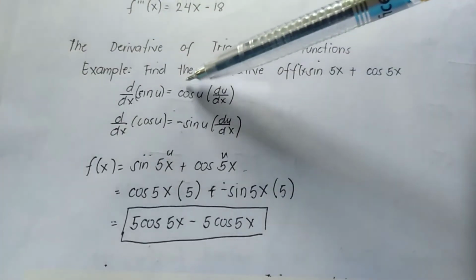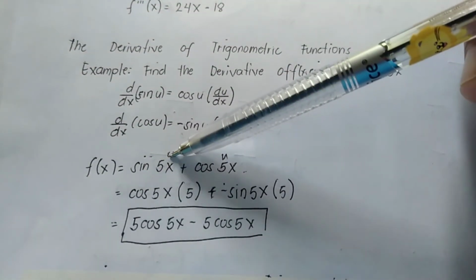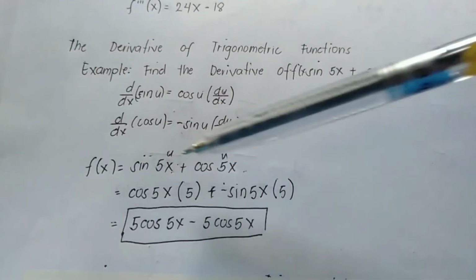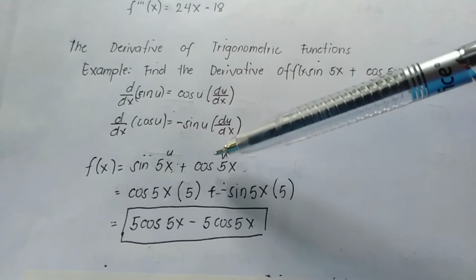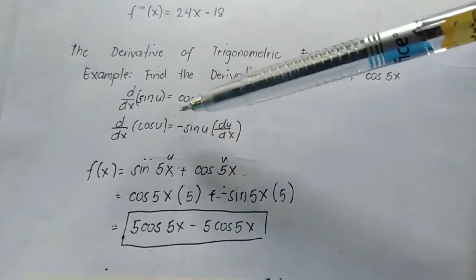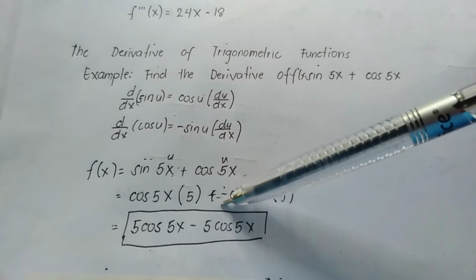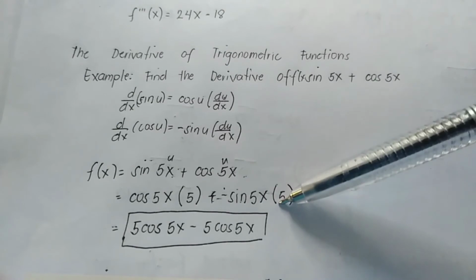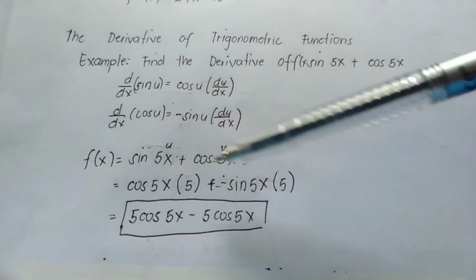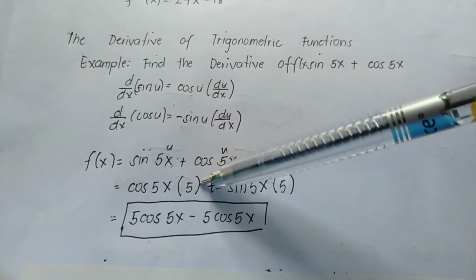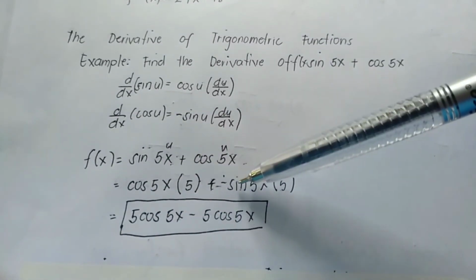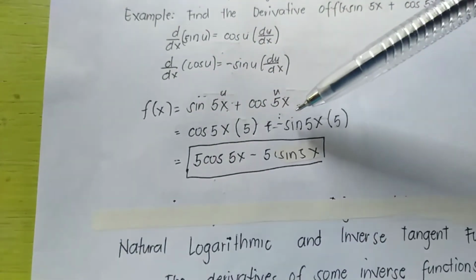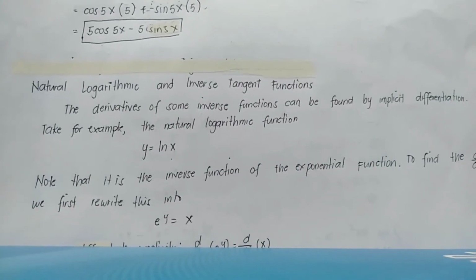The derivative of sine u is cosine u, so cosine 5x times the derivative of u. The derivative of u is 5, plus the derivative of cosine 5x, which is negative sine u, so negative sine 5x times the derivative of u, which is 5. Then simplify. Cosine 5x times 5 is 5 cosine 5x, minus 5 sine 5x.